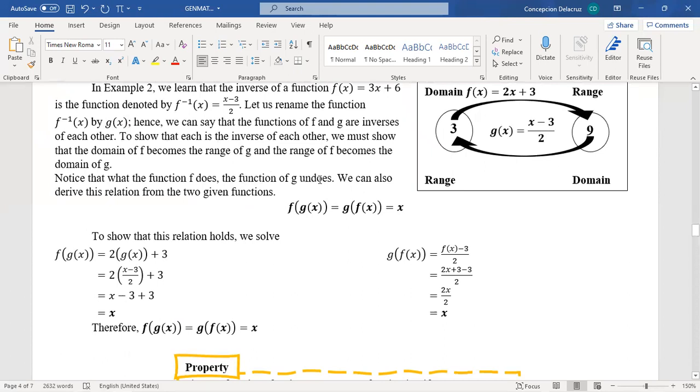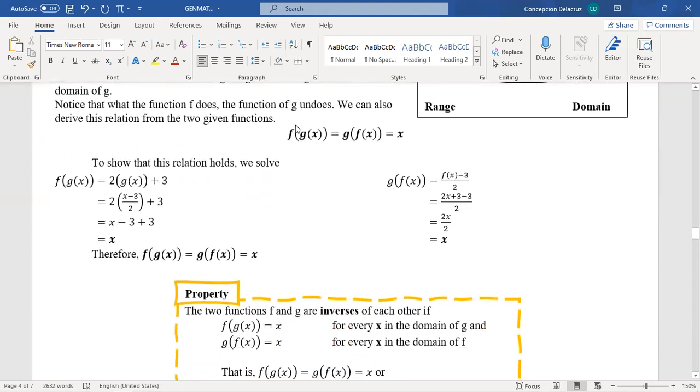The function of g and f, we can also derive this relation from the given functions. So we have here f of g of x is equal to g of f of x is equal to x. So this is f of x, but our x is substituted with the value of g of x. First is our composition. Remember, we discussed composition of functions last time. Let us bring it back here to the inverse of a function.